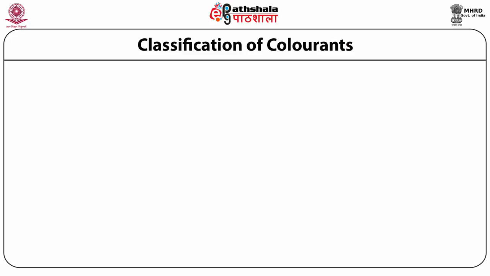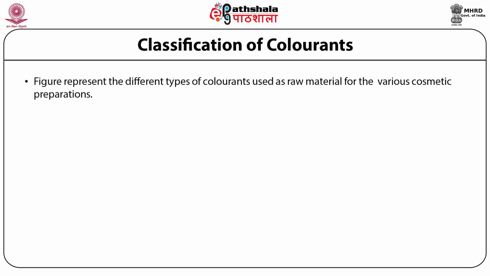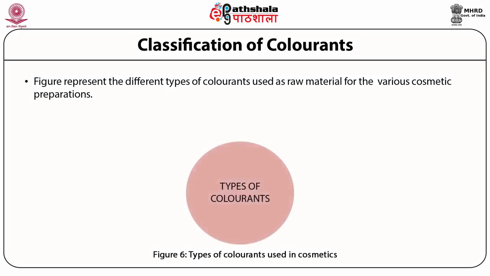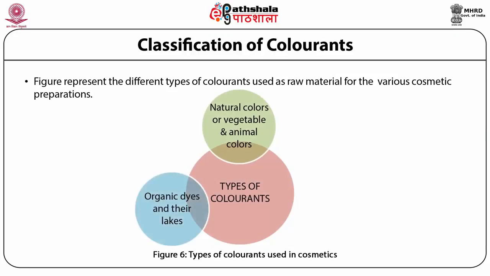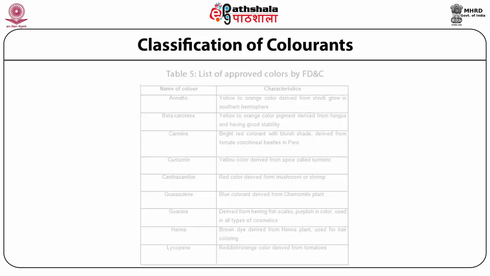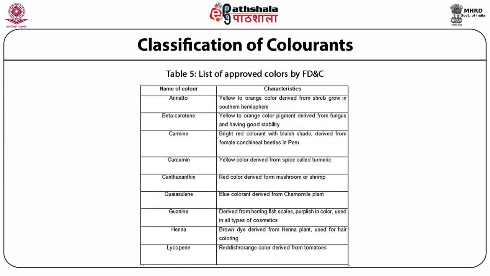Classification of colors. Figure 6 represents the different types of colorants which are used as raw materials for the various cosmetic preparations. They can either be natural colors or vegetable and animal colors. They can be organic dyes and lakes, or they can be inorganic or mineral colors. Table 5 gives a list of colors that are approved by the FDNC for use in cosmetics.